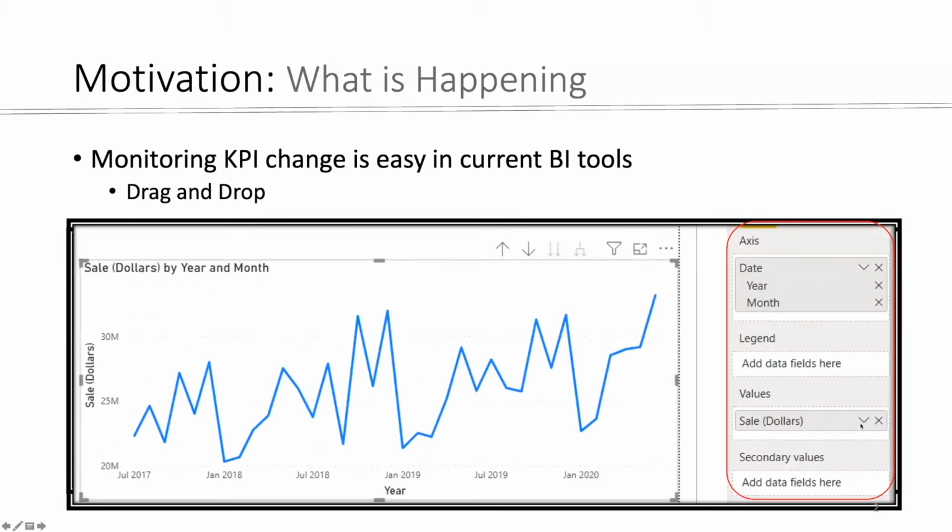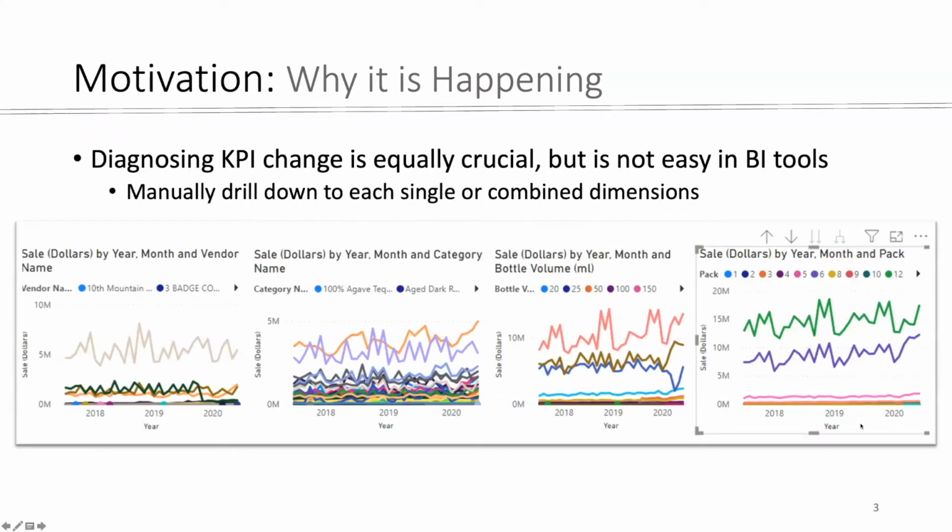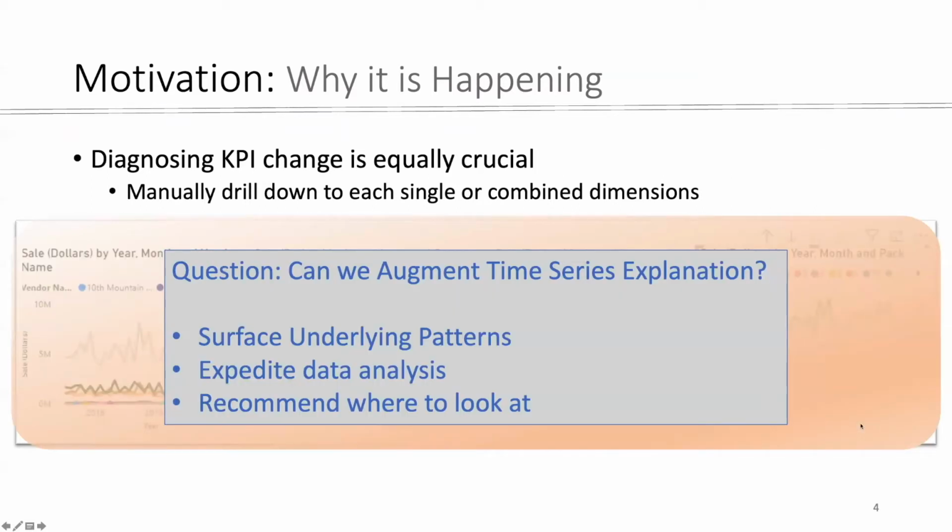Now, monitoring KPI is very easy in current BI tools. Diagnosing KPI change can tell people why it is happening. This is equally crucial, but it's not easy in BI tools. Users will need to manually drill down to each single or combined dimensions. Instead of manually drilling down to each single or combined dimensions, can we augment time series explanation? If so, such a tool could help users surface underlying data, expedite data analysis, and recommend where to look.